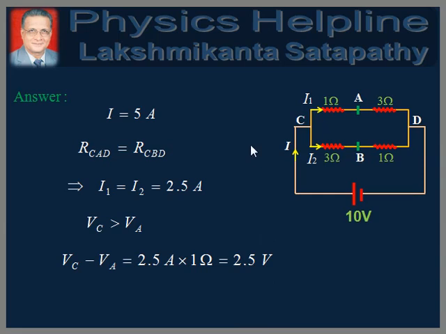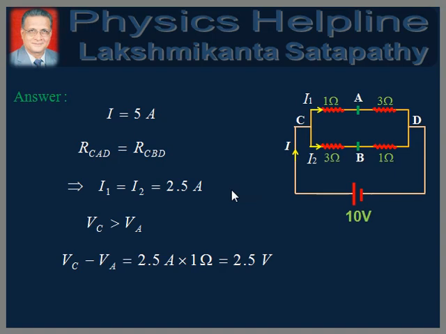One can easily see that the resistance of the upper branch is equal to the resistance of the lower branch. Therefore, the circuit current, which is the current drawn from the cell, will be equally shared by the two branches. Therefore, if I1 is the current through the branch CAD and I2 is the current through the branch CBD, then I1 is equal to I2, which is equal to half of 5 amperes, which is equal to 2.5 amperes.